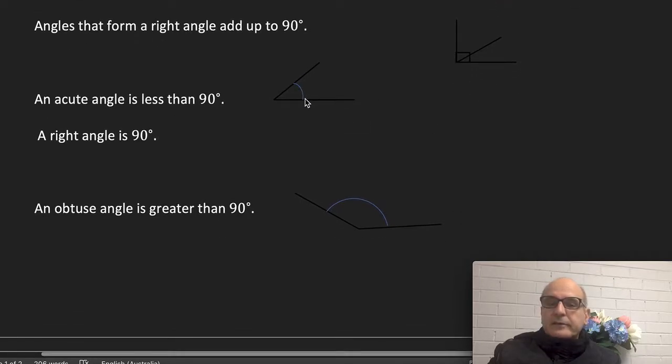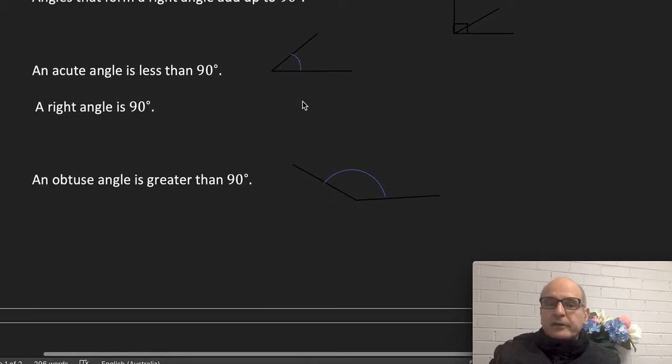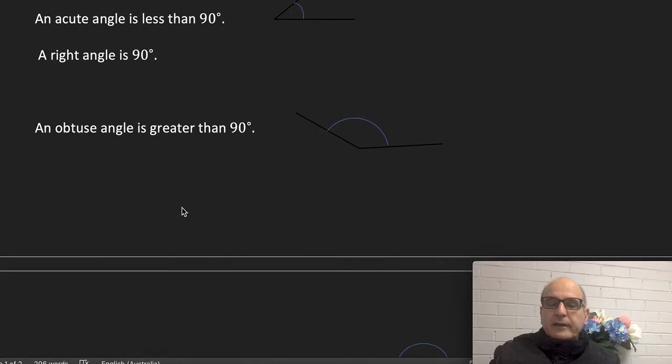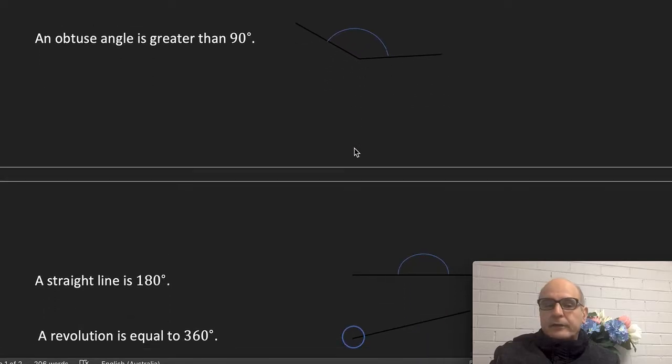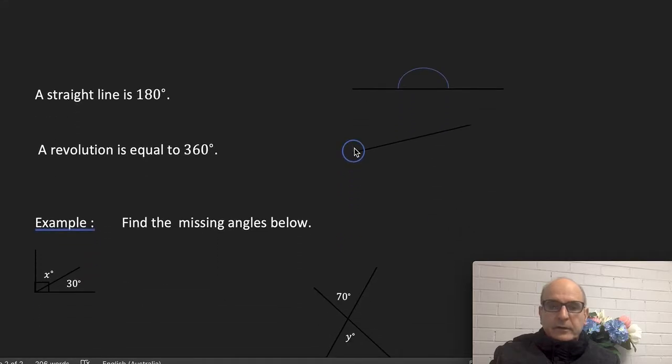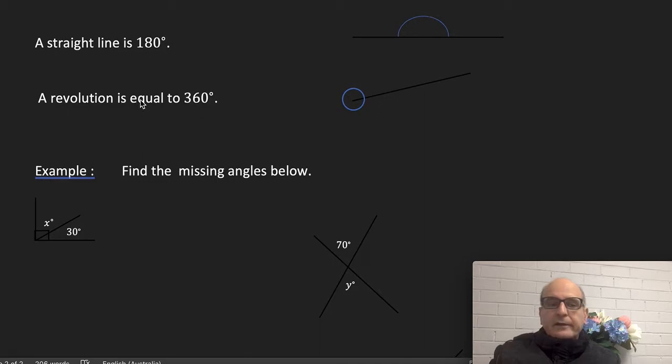An acute angle is less than 90 degrees, like this one. A right angle is 90 degrees itself, and an obtuse angle is larger than 90 degrees like this, but less than 180 degrees. We already said that a straight line is 180 degrees. A revolution is equal to 360 degrees. So if I have this line and I keep turning it around itself like this and it comes back on itself, then it is 360 degrees. One full revolution.